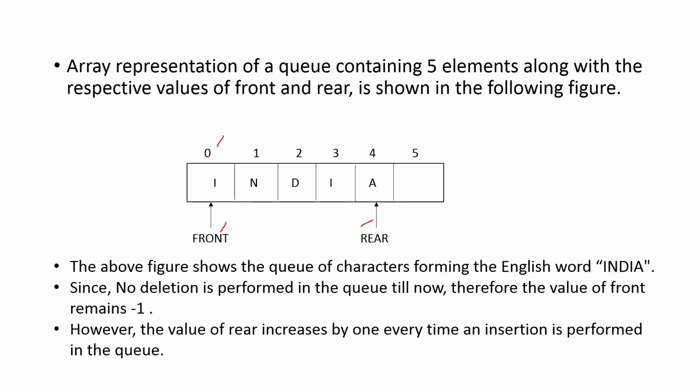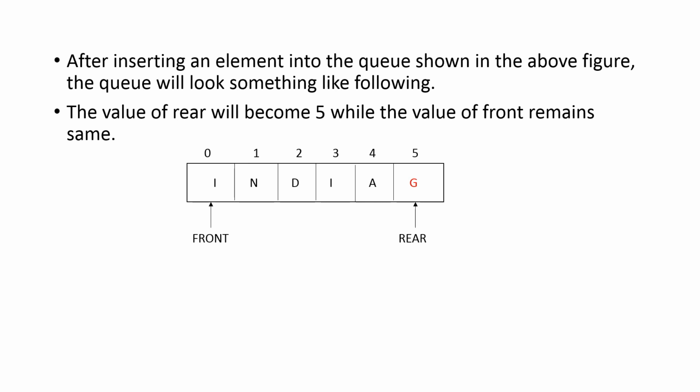If front is equal to rear is equal to -1, it means the queue is empty, and at this point you have not deleted a single element. So front remains -1. However, the value of rear increases by 1 every time an insertion is performed in the queue. When you are adding an element, rear will be shifted. See here, the element G is being inserted, front has no change and rear has been shifted to this point.